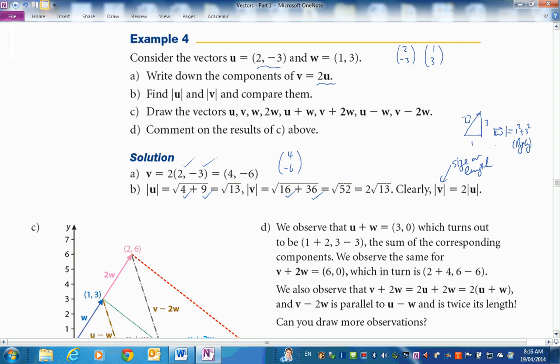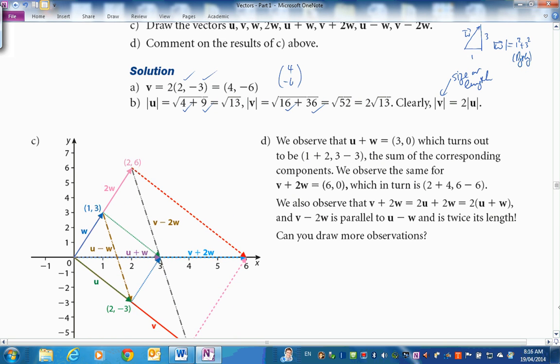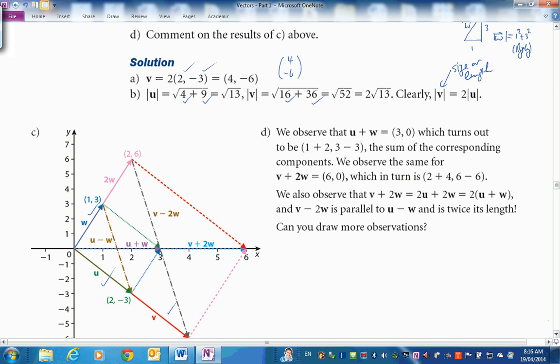Okay, well, let's come down and have a look at this. What do we want? We want u. Where's u? There's u, v and w. So they're all, we've started v from the end point of 2, negative 3 there.